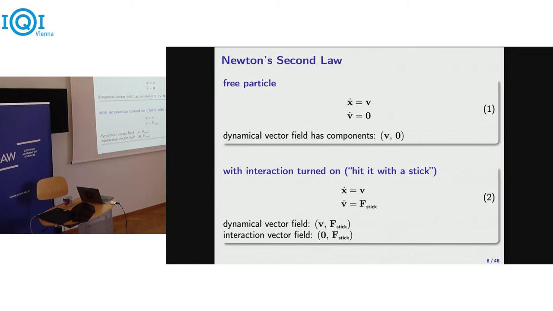And the interaction vector field, the vector field that represents the imposition of the force, moving from a free system to a system interacting with its environment, is always of this form. It always has zero for the x dot component, and it always has some quantity, some force, for the v dot component.